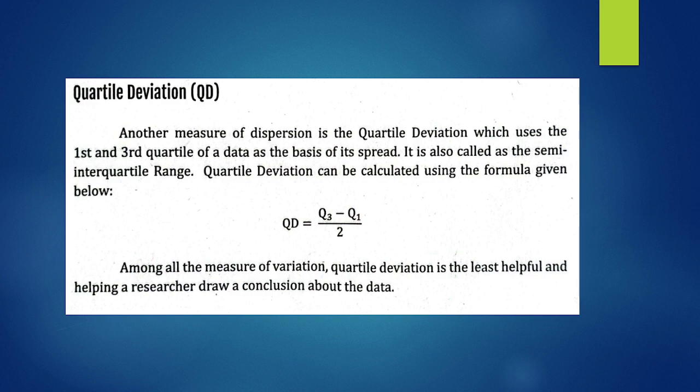So QD, since it is only using Q3, or should I say quartile 3, and quartile 1, as seen in the formula. So QD or the quartile deviation is equal to Q3 minus Q1, in which Q3 is the third quartile and Q1 is the first quartile. Again, QD is equal to Q3 minus Q1 all over 2. So among all the measures of variation, quartile deviation is the least helpful in helping a researcher draw a conclusion about the data.